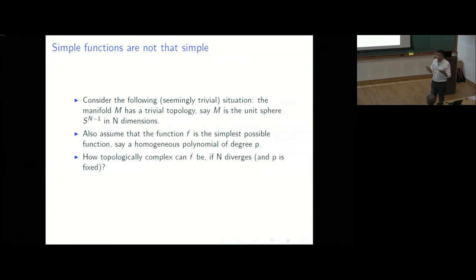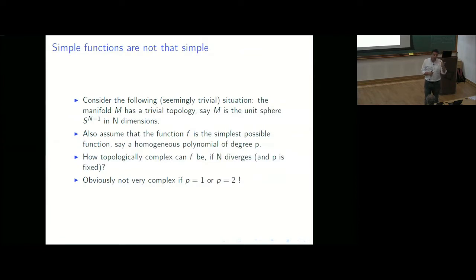The answer is it's not at all a simple thing. It looks like it's simple. If you take p equal 1, a degree 1 polynomial, a linear thing, yeah, that's simple. How many critical points for a linear thing on the sphere? Two, right? If it's the inner product with this vector on the sphere, you have the minimum here, the maximum here, and that's it.